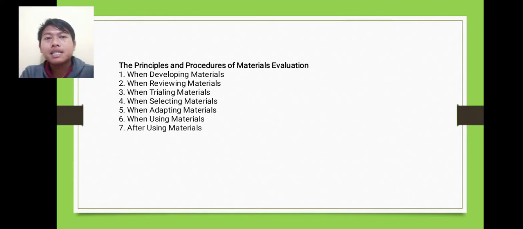The principle and procedure of material evaluation. There are 7 points in the principle and procedure of material evaluation. The first is when developing materials. The second, when reviewing materials. The number three, when trialing materials. And you can see the rest by yourself. Okay, enough.